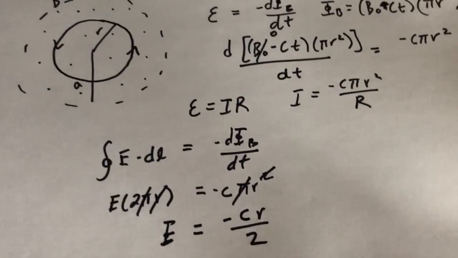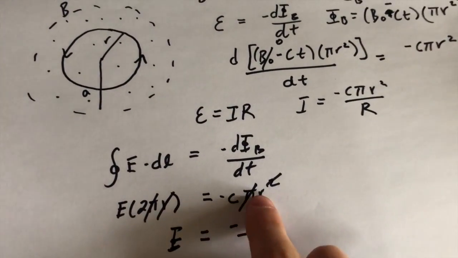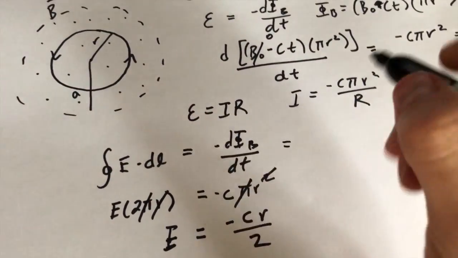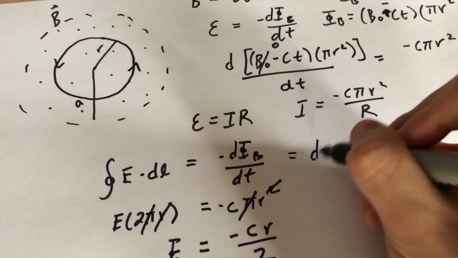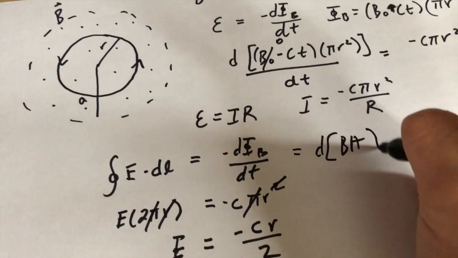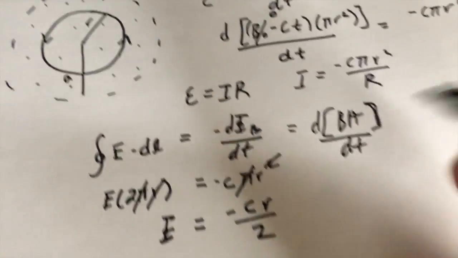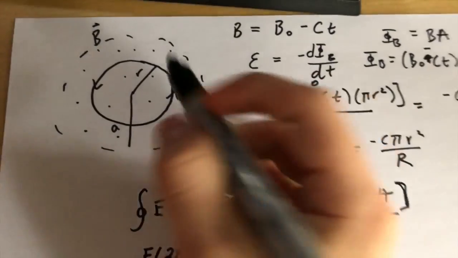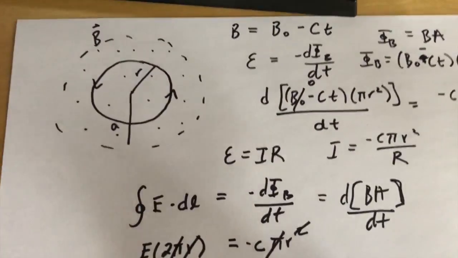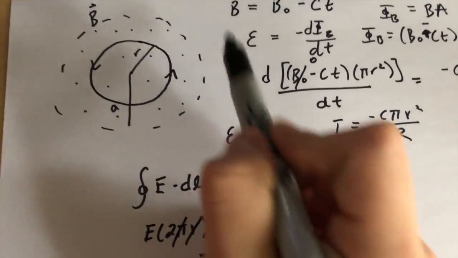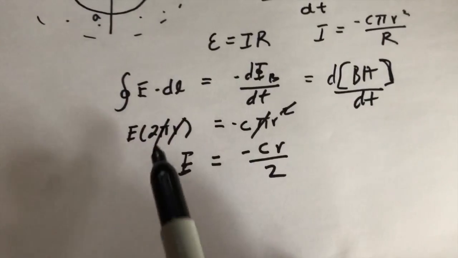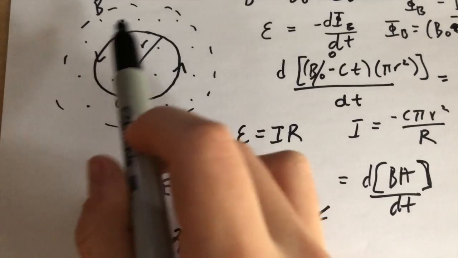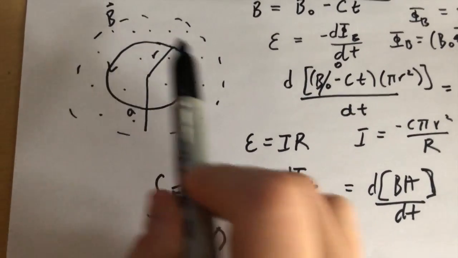What's important about this is that this region, this area, is dBA with respect to time. So this area is pi r squared because we care about this area. Now let's say we cared about this entire B field region. Our 2 pi r wouldn't change because the E field is still going to be within this loop.